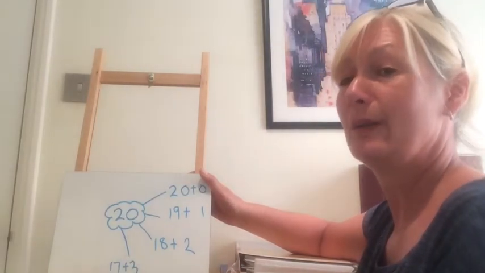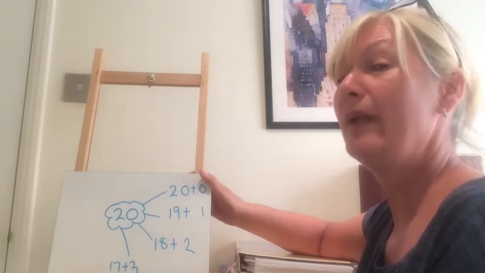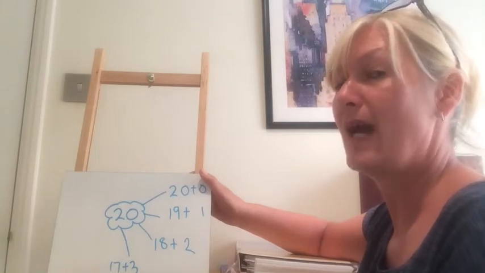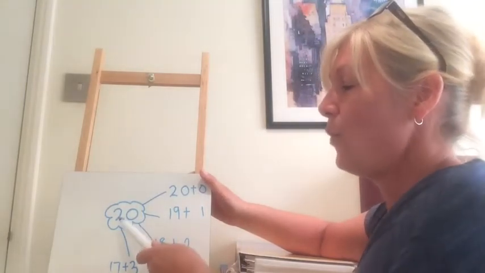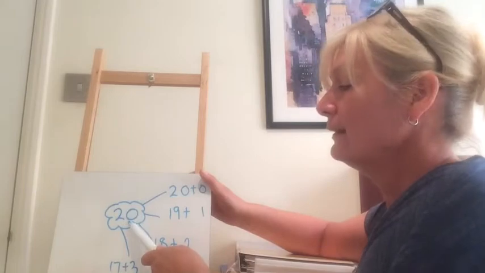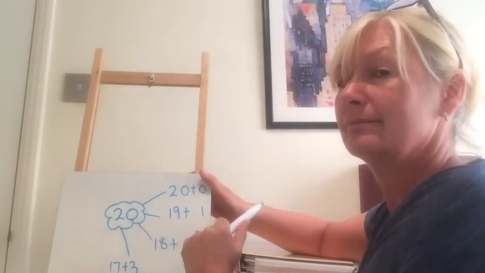Let me give you another clue. This time you should be able to get 21 ways to add 2 numbers to make 20. You could always find one more way than the actual target number. Have a go.